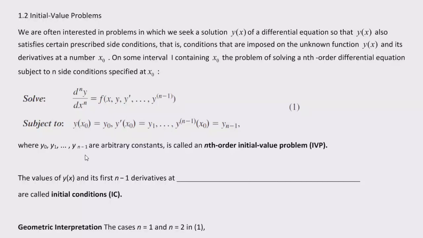If I have a second order differential equation, then I need two initial values, one for the initial position and one for the first derivative. If I have a third order differential equation, then I need three conditions: the initial value, the first derivative, and the second derivative, etc. The value of y of x and its first n minus 1 derivatives is called the nth order initial value problem.